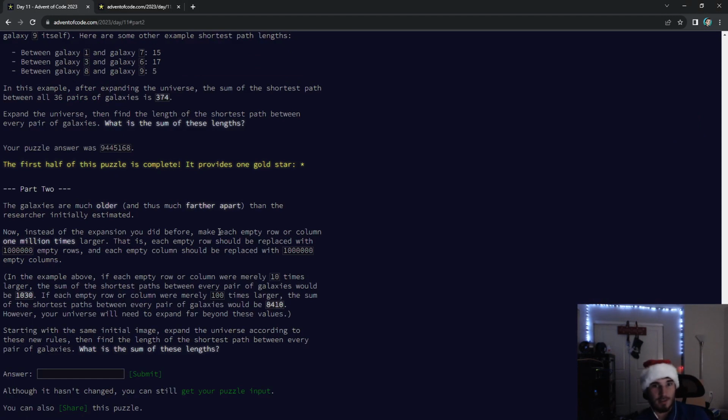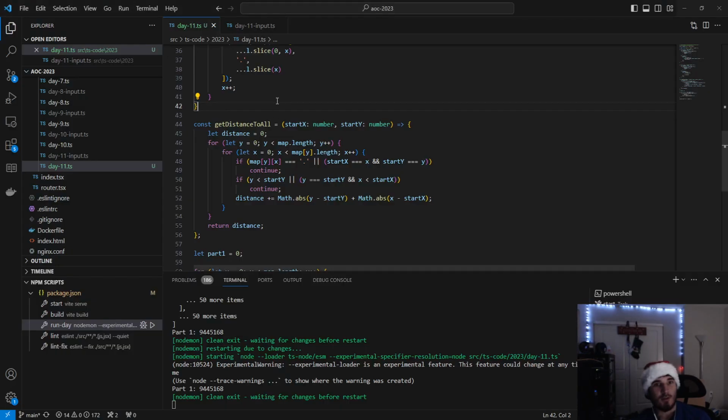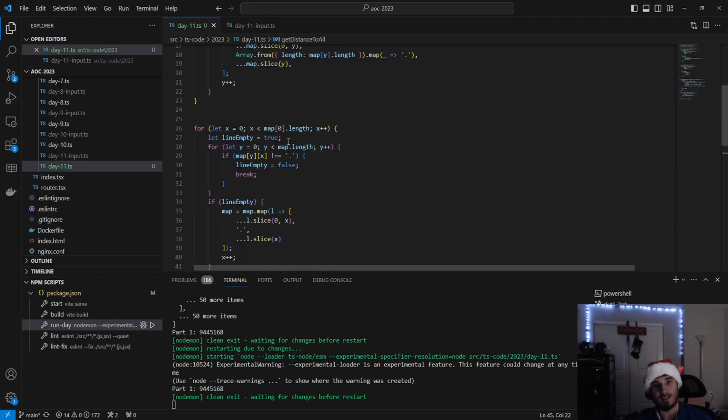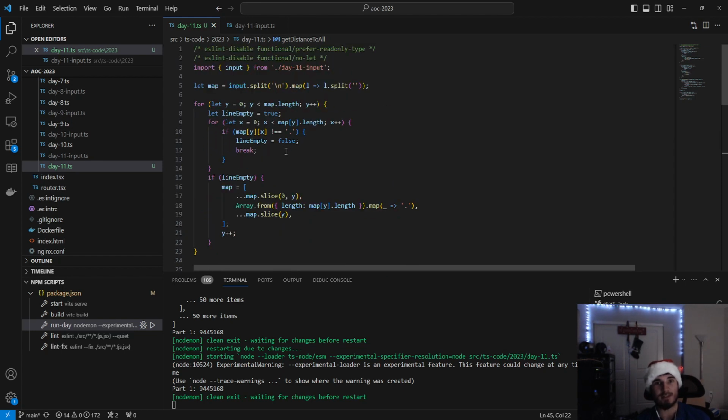Galaxies are much older and thus much further apart than the researcher initially estimated. Now, instead of expanding you did before, make each empty row or column 1 million times larger. That is, each empty row should be replaced with. So obviously, we need to implement a. Okay, so obviously this doesn't work.